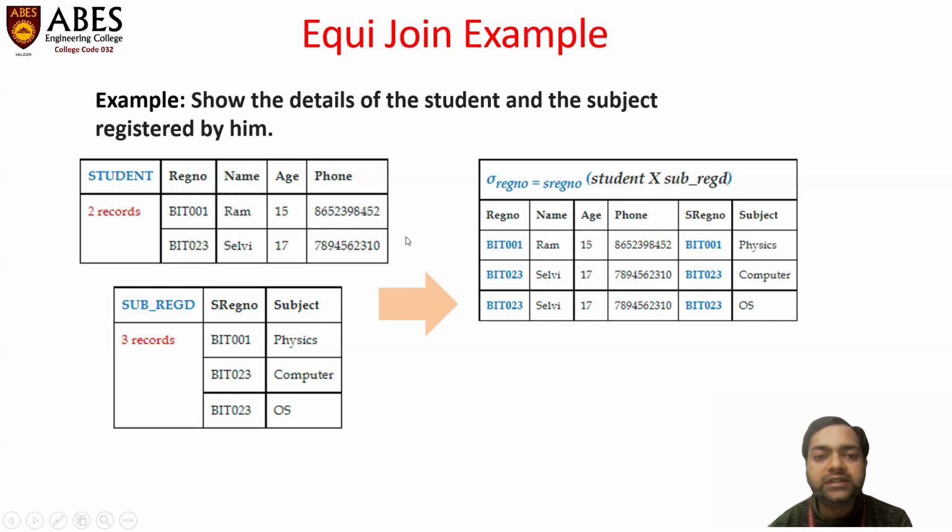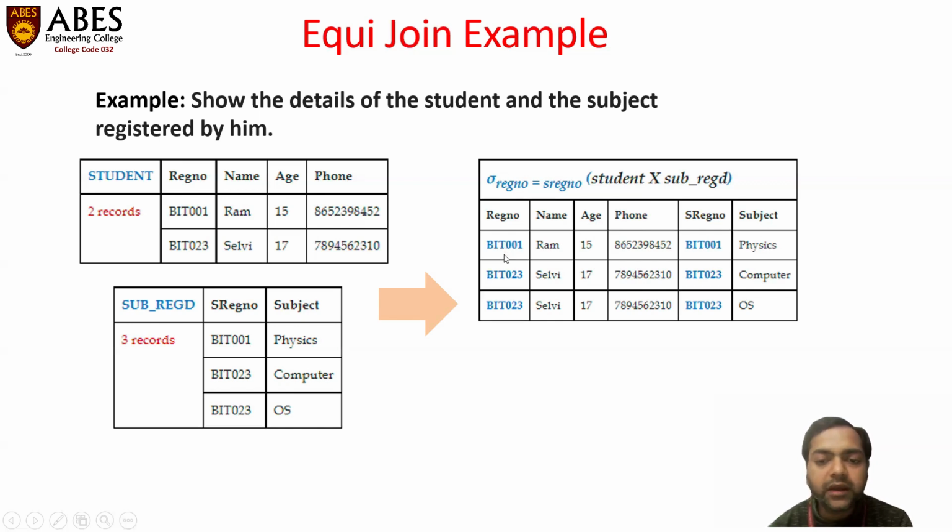But we have already discussed that in case of join, we may get fewer tuples compared to the cross product, right? So if we take BIT001, we check whether it has a matching tuple or not. Here BIT001 has a matching tuple. So this will be the first tuple that we get: BIT001, Ram, 15, his phone number, the matching S registration number, and his subject is physics, right?